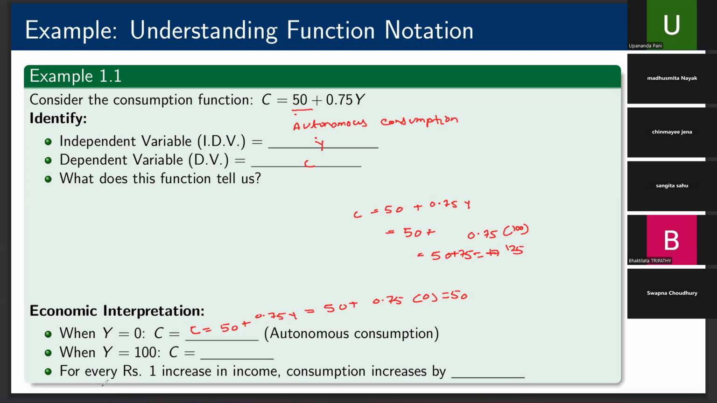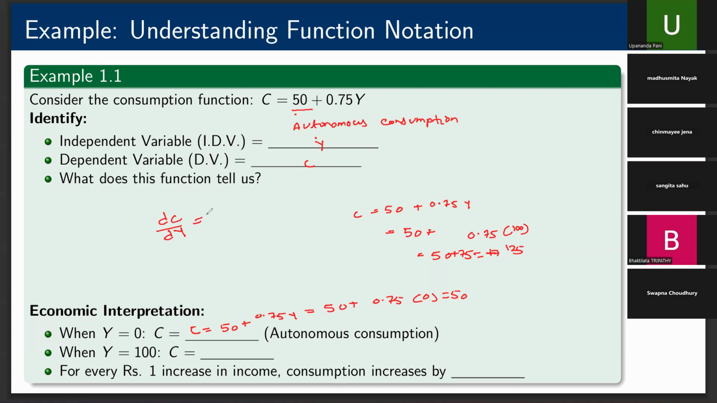Now look at the third question. It says for every 1 rupee increase in income, how much will my consumption increase? So what is asked? How will you know from this function, C equal to 50 plus 0.75y? To get its answer, we have to use a tool that we call the slope of a function. And how is the slope of a function calculated? By taking the first order derivative. So the answer will be delta C due to delta Y, the change in consumption due to change in income.